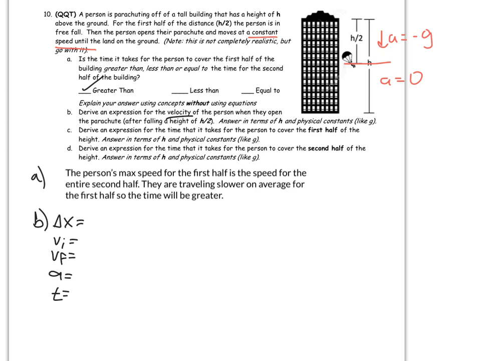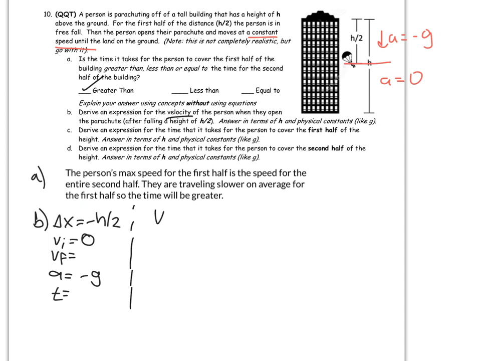For part B here, we're asked to find the velocity of the person when they open their parachute after falling that height of h over 2. So I'm going to go ahead and set up my equation here. I'm going to say displacement is negative h over 2. My initial velocity here is going to be 0, and my acceleration is just going to be negative g. The reason I made this displacement negative is because the object is losing height, so we want to indicate that with that sign.